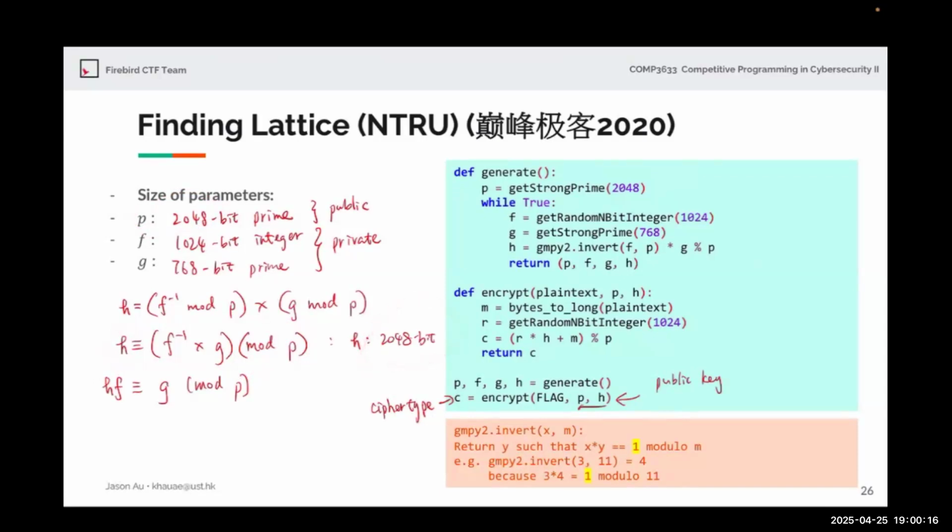And then by this equivalence relationship, we can also write out an equation, which is HF minus G equals K times P, and K is an integer. Okay, so we have this relationship. So how to figure out F and G? Also, H is public.